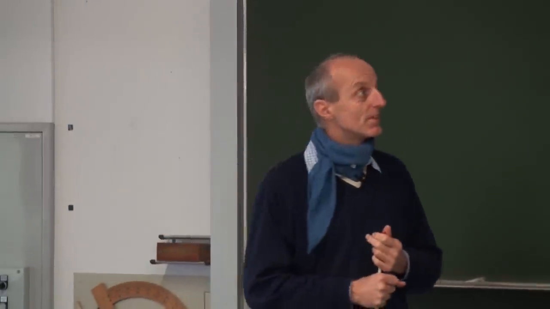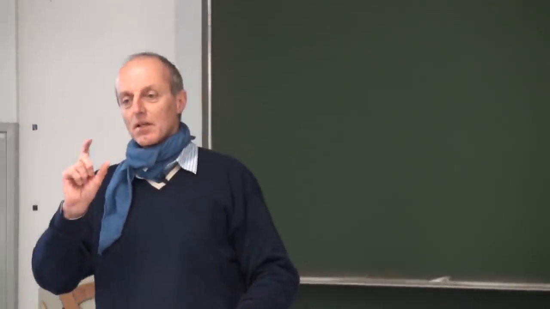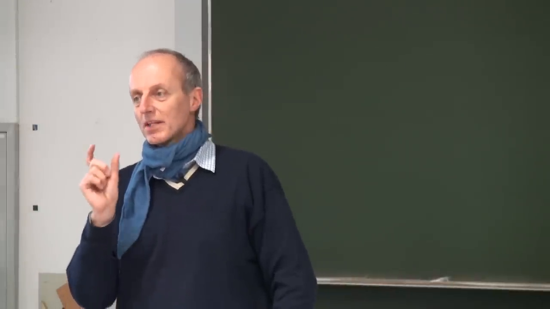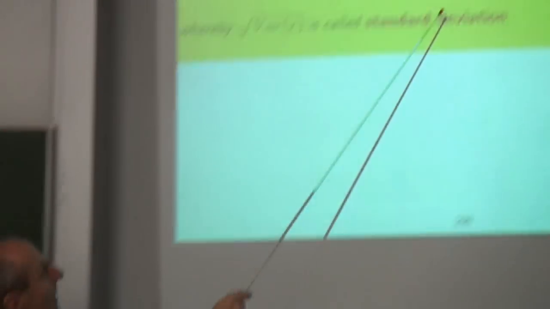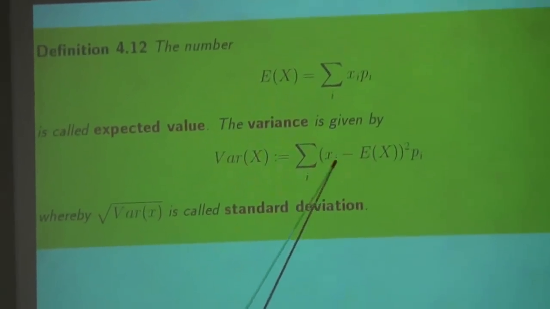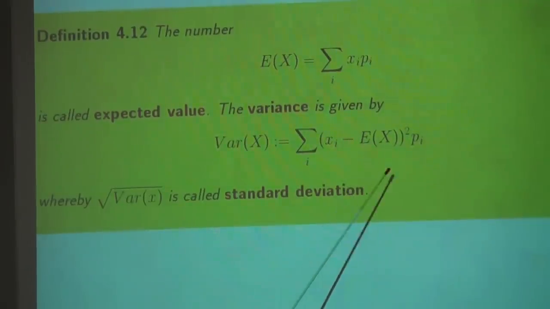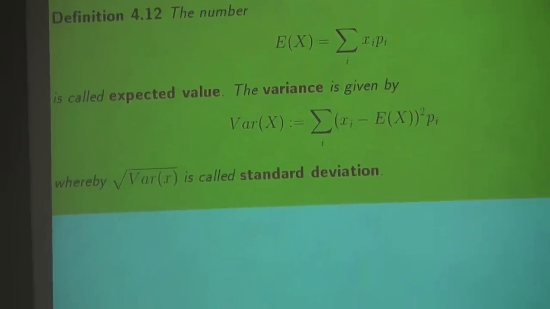So the standard deviation, as the name already says, is the kind of average deviation of my measurement from the expected value. Look, that's what you see here. Xi minus the expected value. It's the difference between my measurements and the expected value. Okay, now it is squared and weighted. And because of this square, the variance gives too big a value. And that's why we take the square root afterwards.